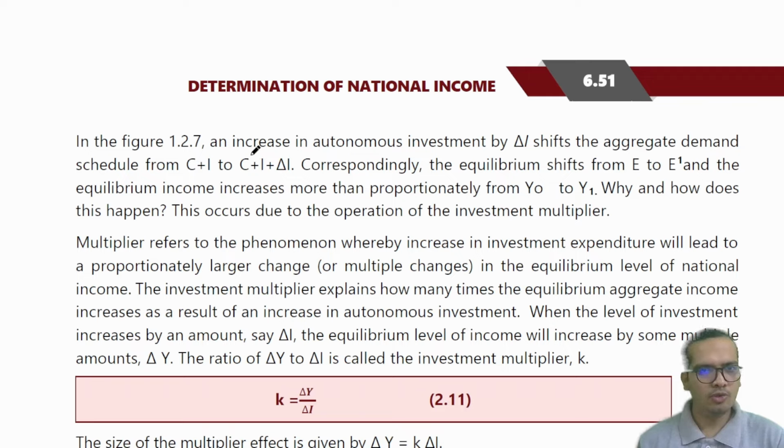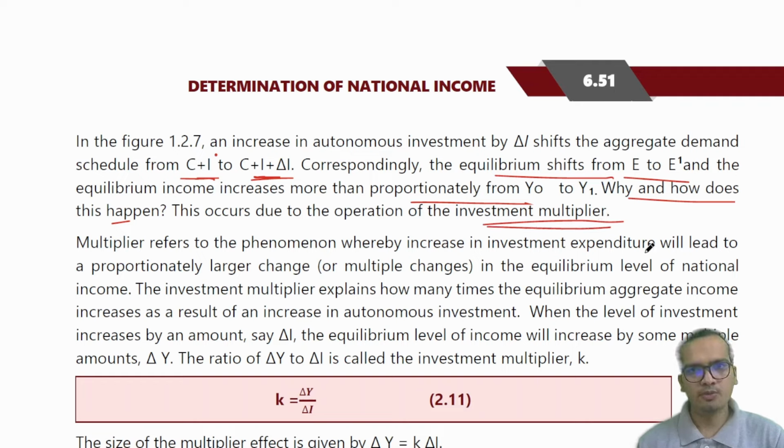So in this figure 1.7.2, an increase in autonomous investment by delta I shifts the aggregate demand schedule from C plus I to C plus I plus delta I, meaning the new one. Correspondingly, the equilibrium shifts from E to E1, and the equilibrium income increases more than proportionately from Y0 to Y1. Why and how does this happen? This occurs due to the operation of the investment multiplier.